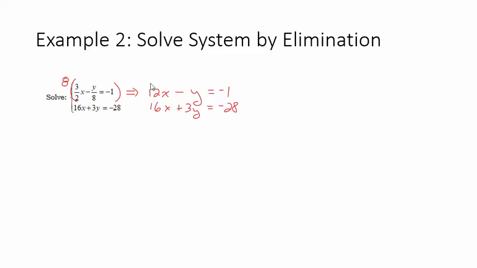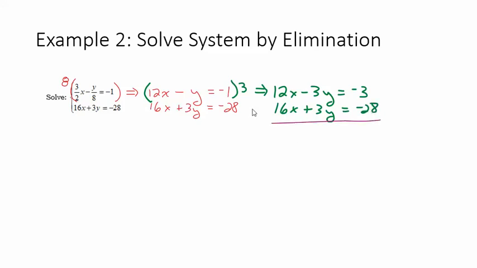So I'm going to do the easier one, and I'm going to get the y's to drop out by multiplying this equation by 3. So that's going to give me 12x minus 3y equals negative 3, and then I'll bring this equation over. And you'll see when we add these two equations together, 12x plus 16x is 28x.